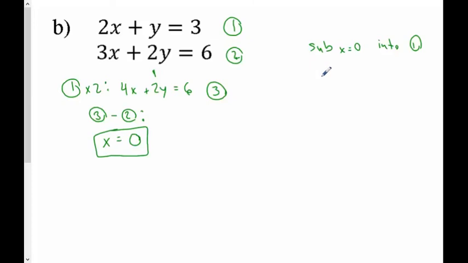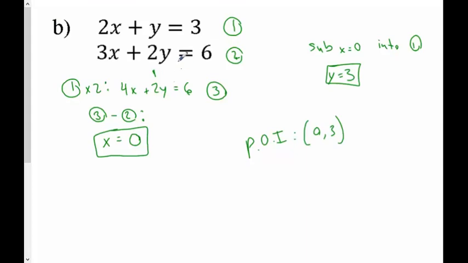So 2 times 0 is just 0, which means I'm just going to have y equals 3. That was easy. So x is 0, y is 3, so my point of intersection is 0, 3. And then that one is done. Let's take a look at the next one.